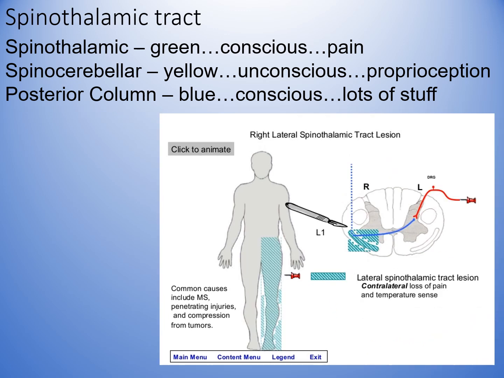All right, let's say that you get a penetrating injury, a compression injury, something that damages the spinothalamic tract. Now, this is the tract that brings conscious information or pain information. It also carries temperature. So look at the suite of symptoms that we get here: loss of pain sensation and temperature sense. Damaging the tract means that you prevent that type of information from getting to the brain.